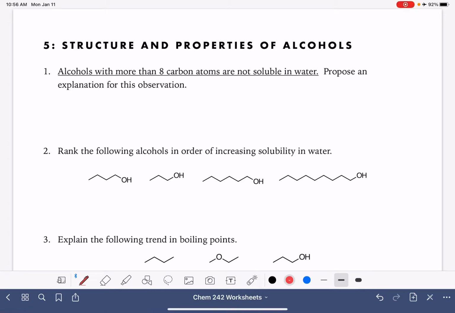In this video, I'm going to talk about the structure and properties of alcohols, and I'll also be going over how to name alcohols. The first question is asking us to propose an explanation for the observation that alcohols that have more than 8 carbon atoms are not soluble in water.